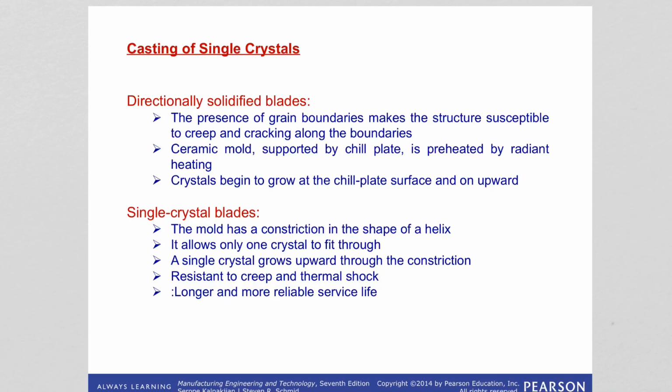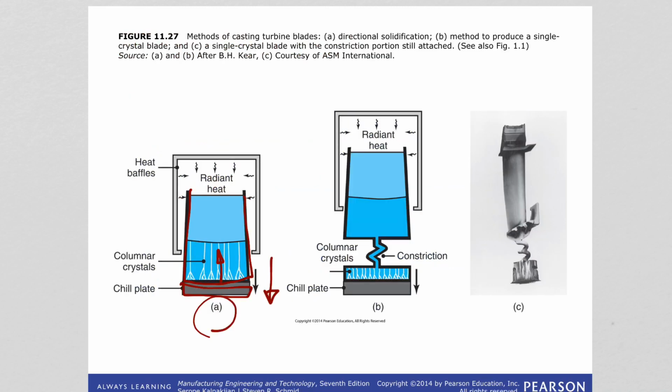In the process of single crystal blades, the mold has a constriction in the shape of a corkscrew or helix. The cross-sectional area is so small that it only allows one crystal to fit through. So the most favorably oriented crystals will be able to grow through the helix. The rest will be intercepted by the walls of the helix. Look, there's a figure here. We can see how this is happening.